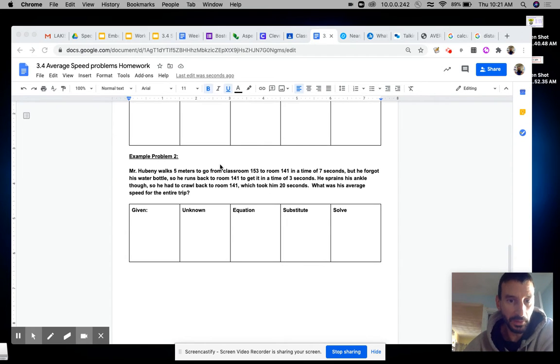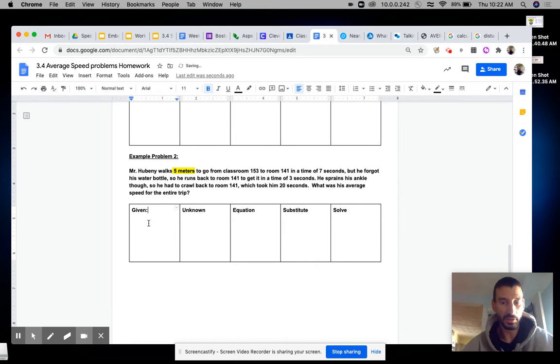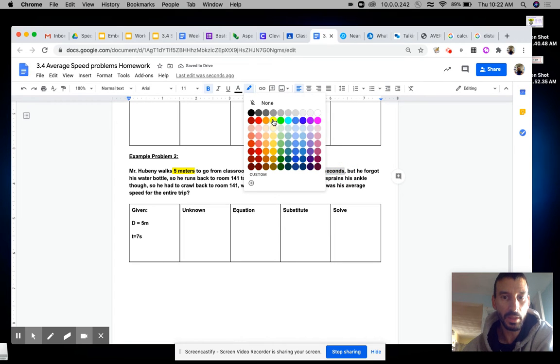Mr. Hubney walks 5 meters. Okay, so again, we have some information. I'm going to start writing this down now. So we have 5 meters for my distance from room 153 to 141, and a time of 7 seconds. You put that down for time. Okay, so pretty straightforward so far.